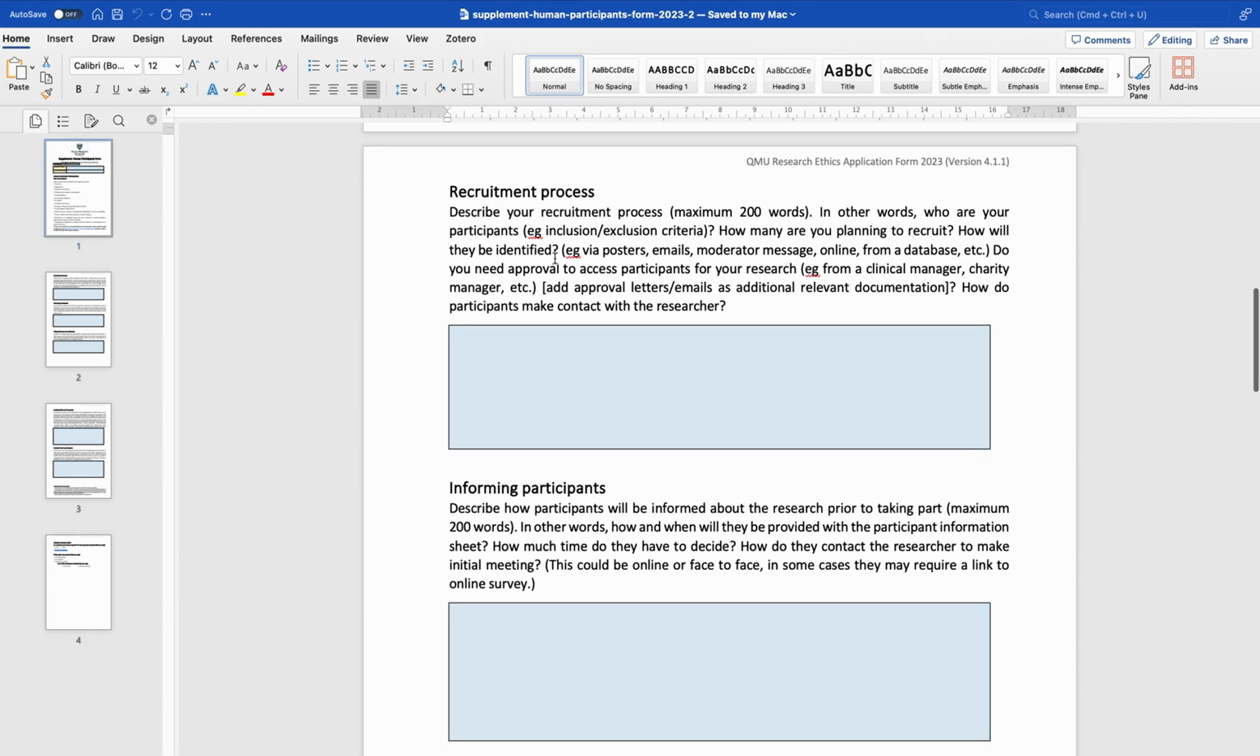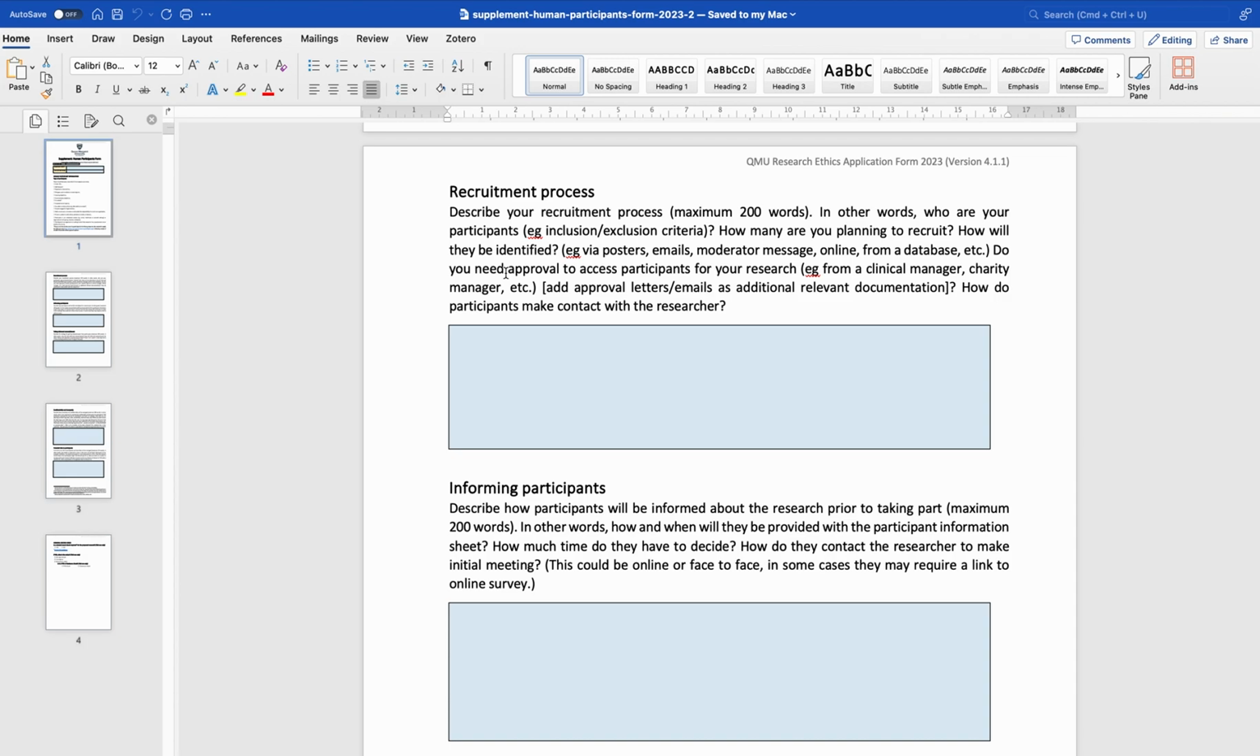Here you need to describe your recruitment process. How are you going to be recruiting your participants? Who are they? What are the main inclusion or exclusion criteria? How many are you planning to recruit? How will they be, well, it says identified here. How will you recruit them? Will you be using posters, emails, moderator messages, online from a database, and so on?